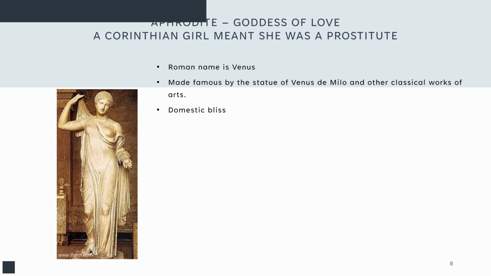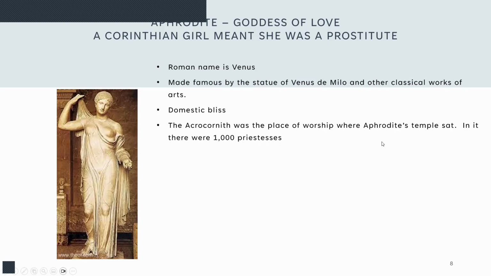She encouraged her followers to abandon warlike practices in favor of domestic bliss. An ancient version of the motto of the 1960s was "Make love, not war."